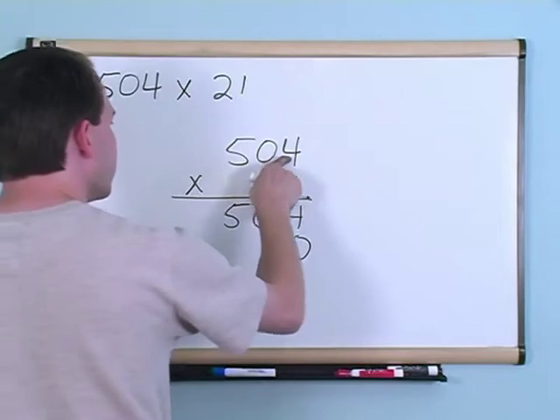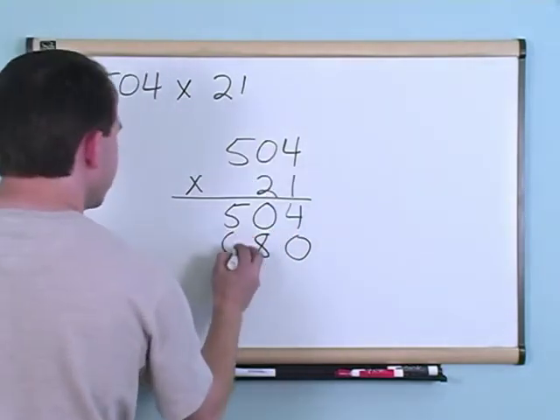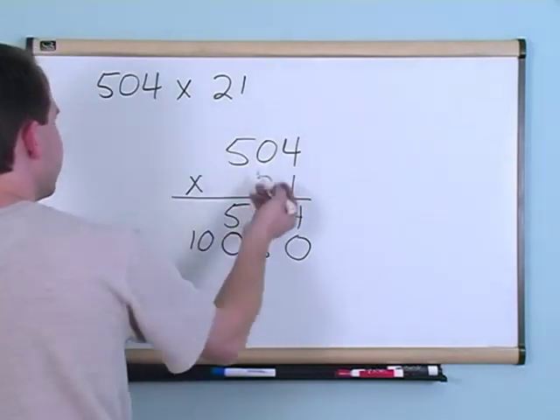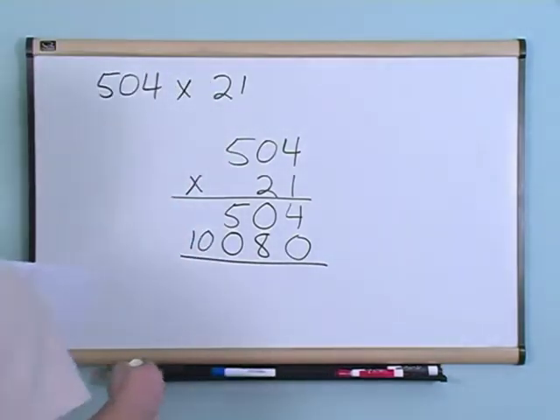2 times 4 gives you 8. 2 times 0 gives you 0. 2 times 5 gives you 10. And when you get to the end here, you have no choice but to write the number down. So you draw a line and you add these two things up.